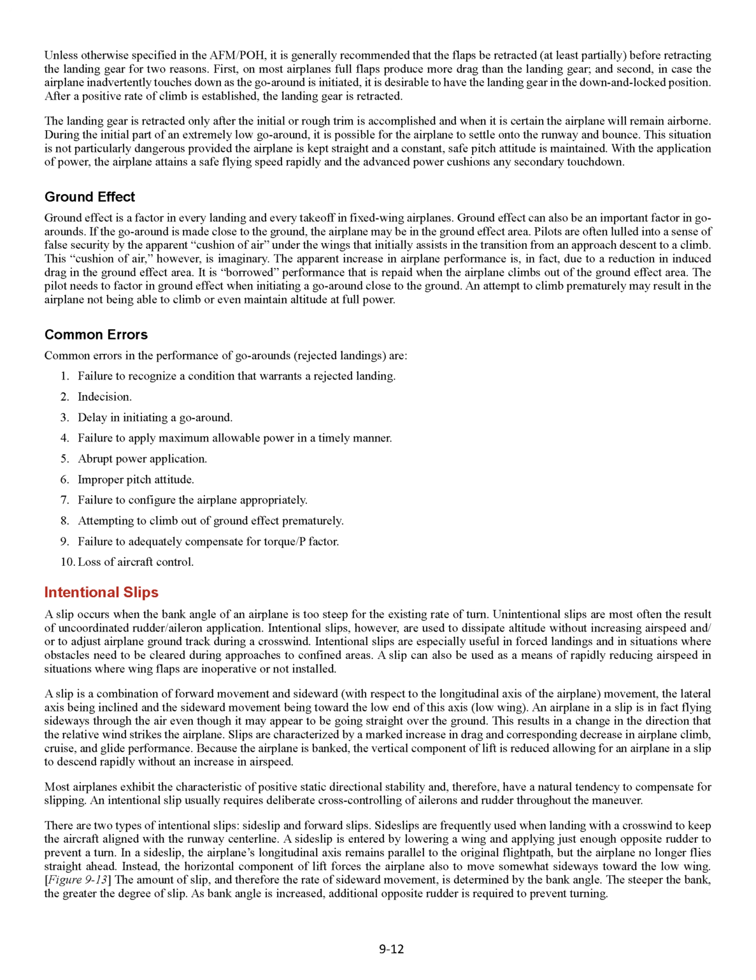Because the airplane is banked, the vertical component of lift is reduced, allowing an airplane in a slip to descend rapidly without an increase in airspeed. Most airplanes exhibit the characteristic of positive static directional stability and, therefore, have a natural tendency to compensate for slipping. An intentional slip usually requires deliberate cross-controlling of ailerons and rudder throughout the maneuver. There are two types of intentional slips, side slips and forward slips.